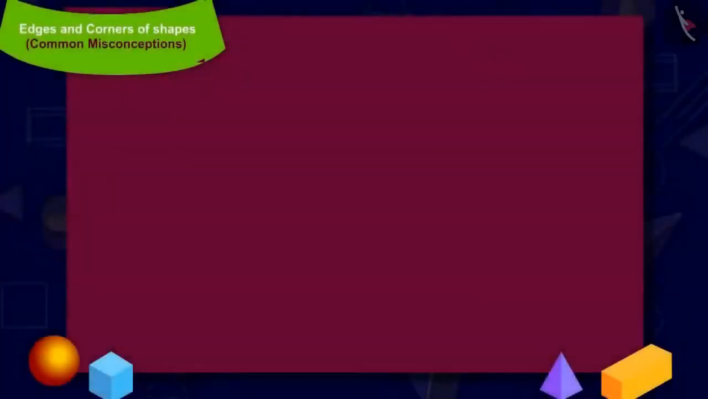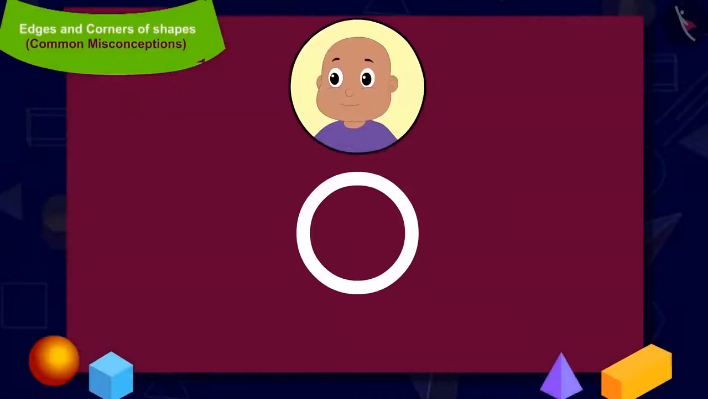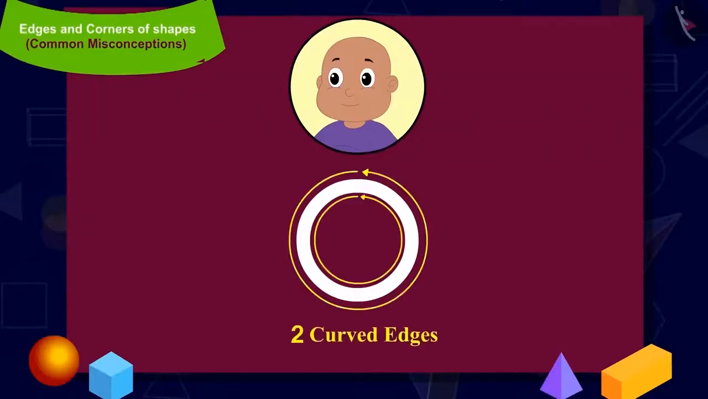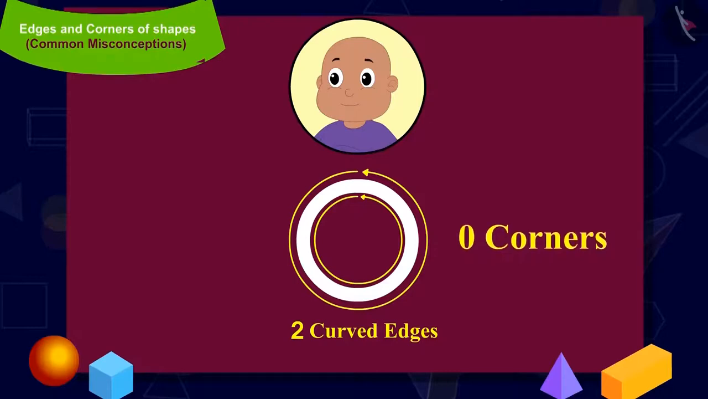Come, let us have a look at Bablu's shape. Can you look out for the edges in Bablu's shape? Yes, these are the 2 curved edges in Bablu's shape. Can you look for the corners in this shape? Perfectly correct. In Bablu's shape, the curved edges can never meet. That is why Bablu's shape has no corners.